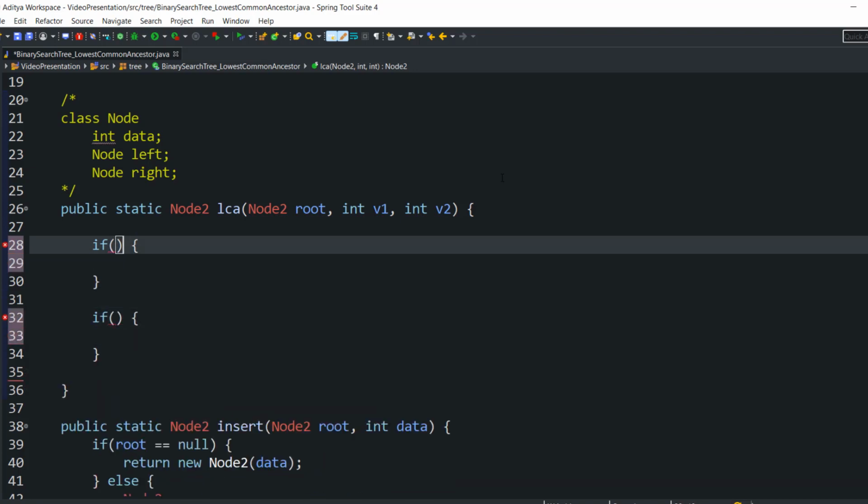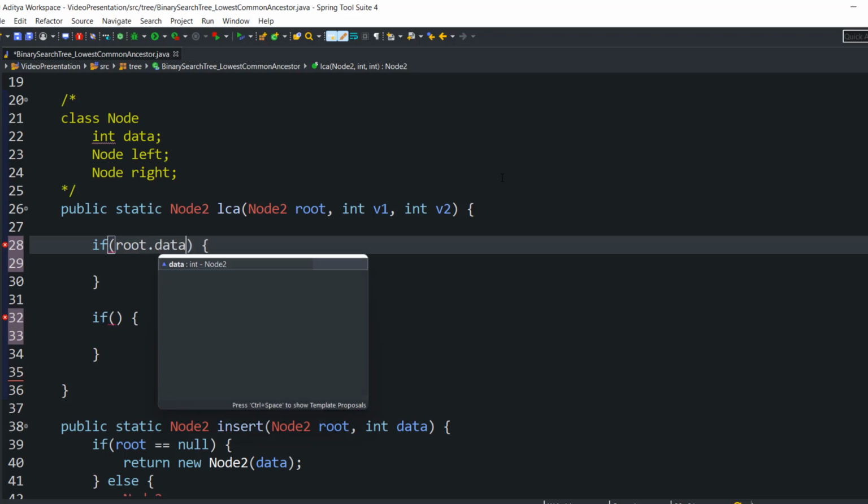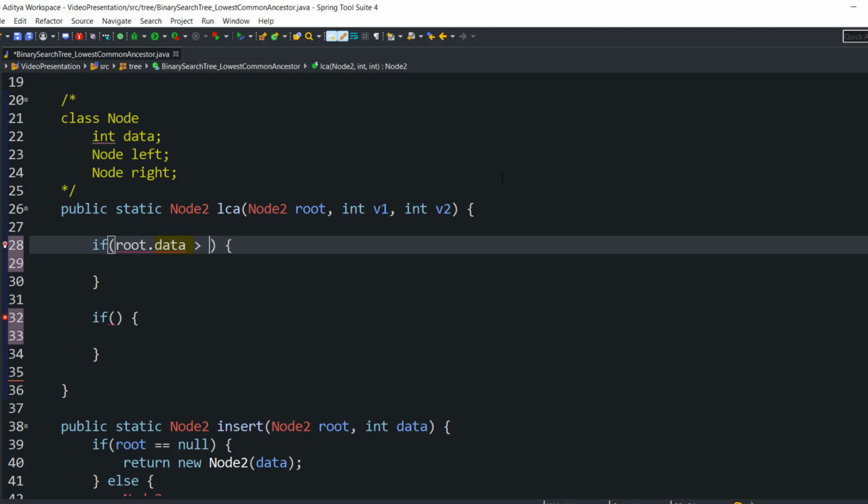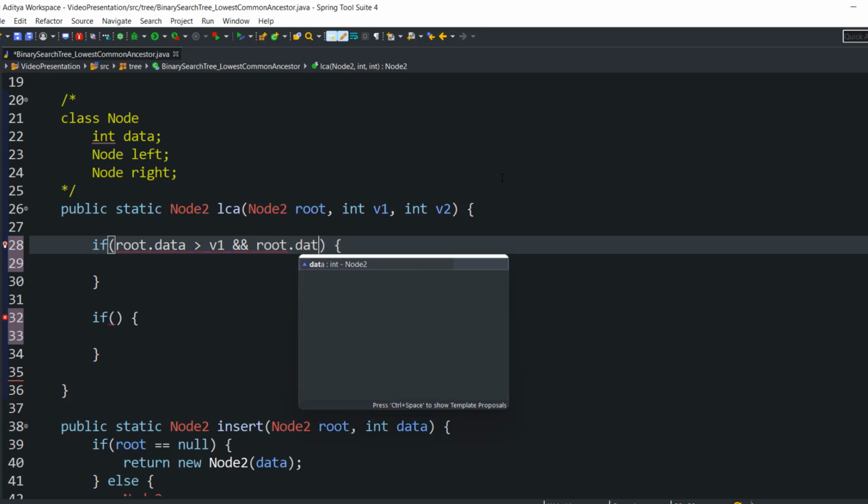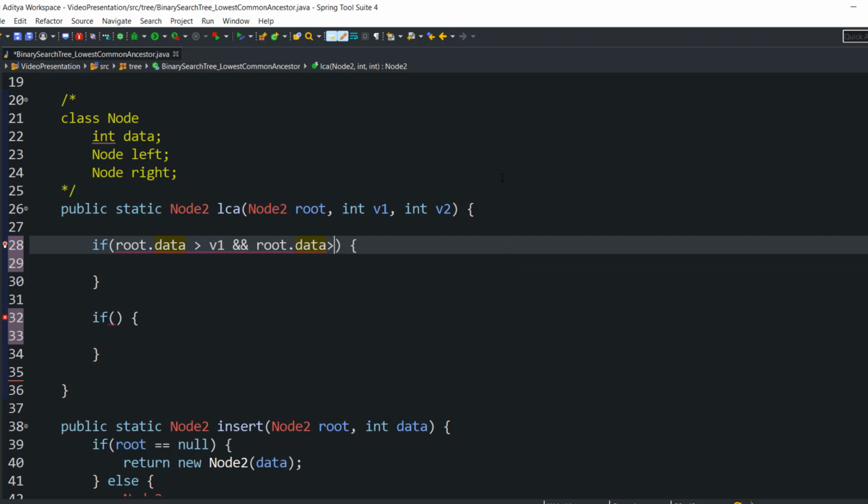Now the condition of the first if will be root.data greater than v1 and root.data greater than v2.